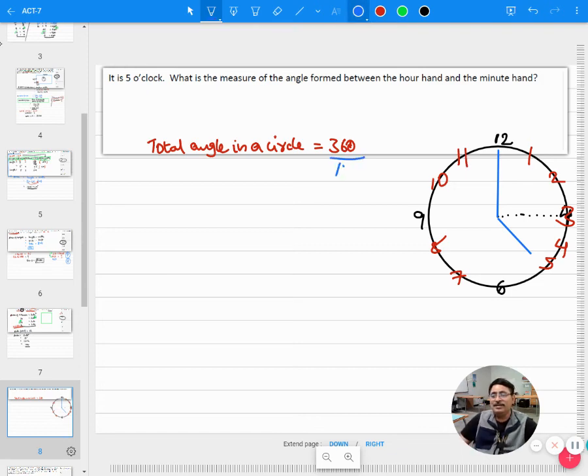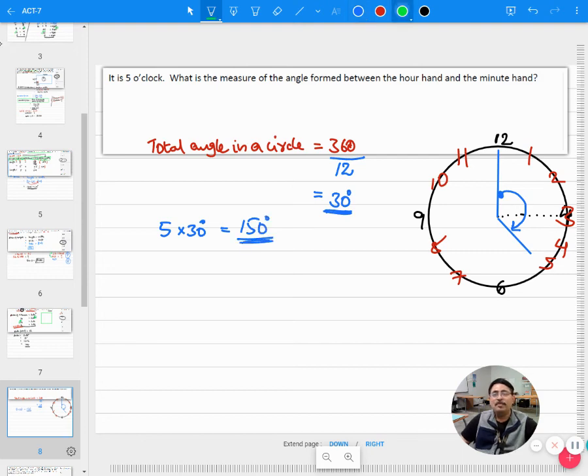Therefore, 360 divided by 12, you can make use of a calculator, is 30 degrees. So the angle between one number and the next number is 30 degrees. So 12 to 5 means how many numbers are there? There are 5: 1, 2, 3, 4, 5. Between one number and another it is 30 degrees, so 5 times 30 gives you 150 degrees.